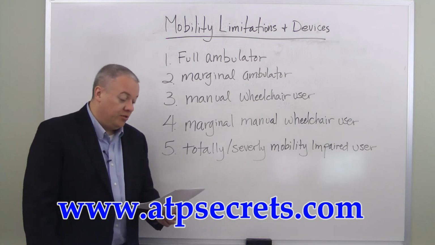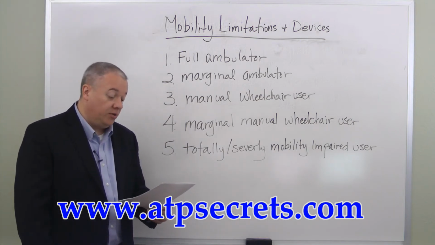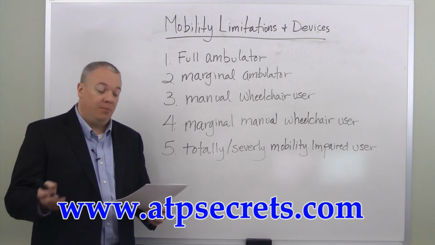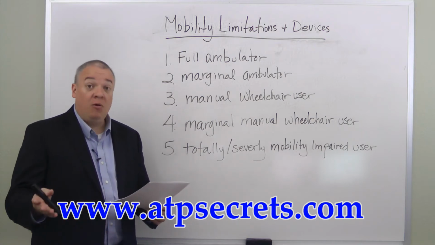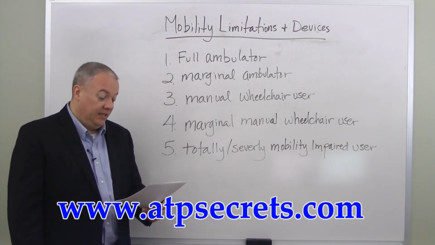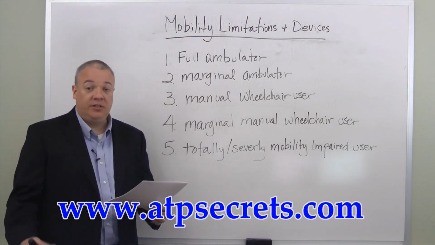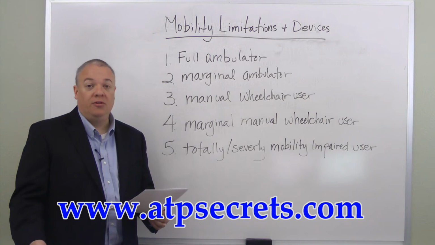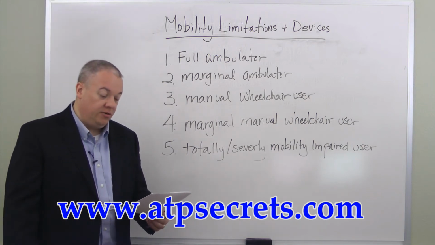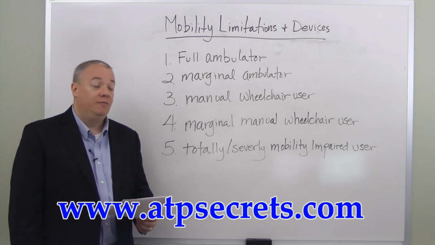Fourth, we have the person who has even more limitations. This is a person who uses a manual wheelchair part of the time, but a powered wheelchair part of the time. They are a marginal manual wheelchair user. This person may have injuries of the upper extremities or some other reason why manual wheelchair use is not the most efficient thing for them.